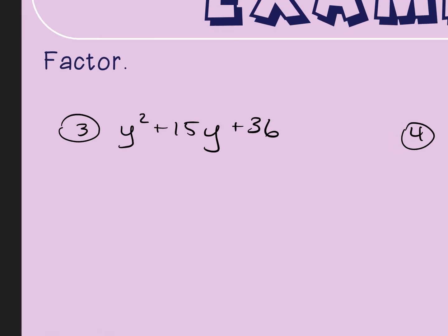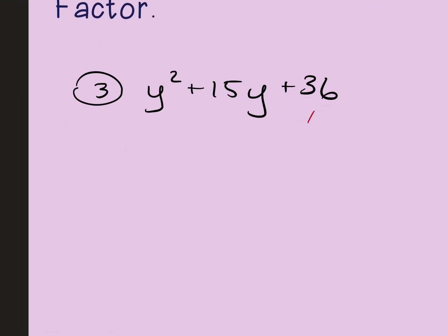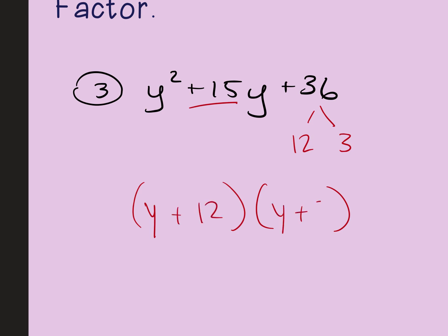All right, let's look at 3. What are 2 factors of 36 that add to 15? 12 and 3. 12 times 3 would be 36, and 12 plus 3 is 15. Perfect. So what goes into my parentheses? Y plus 12 and y plus 3.